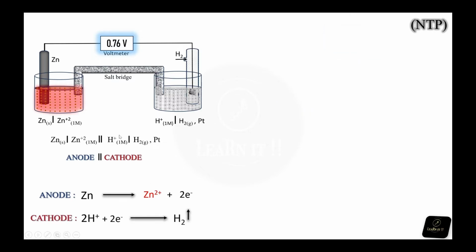In the cathode, when these 2 electrons come, they sit here. The 2 H plus ions in the acid take those 2 electrons and convert into 1 molecule of hydrogen. So there will be evolution of hydrogen. On the anode side, the zinc dissolves. On the cathode side, the hydrogen gas is liberated. So this is the cell reaction.